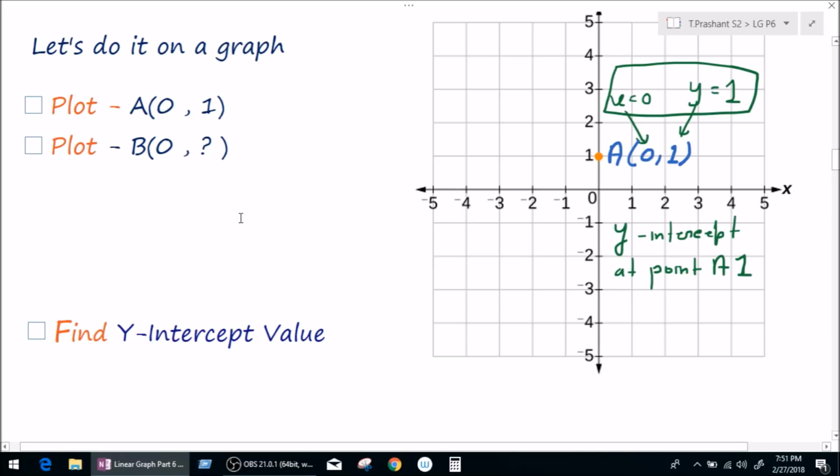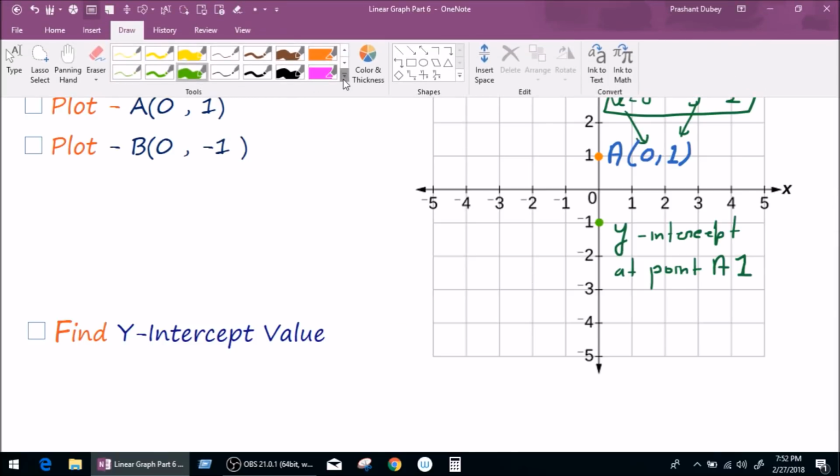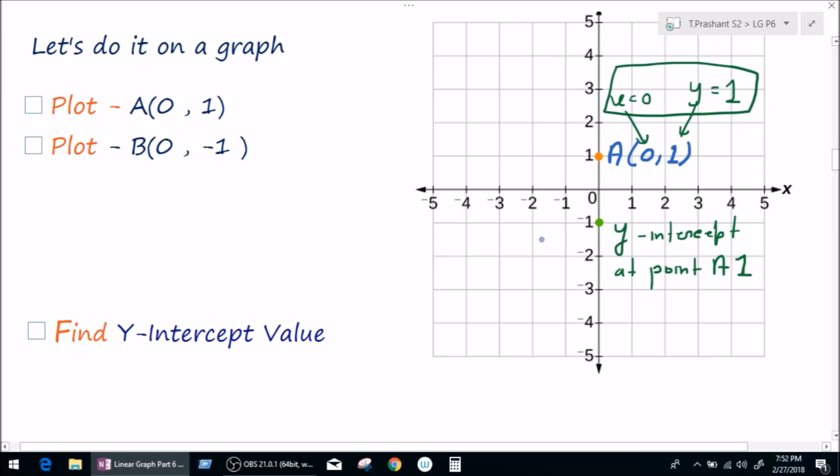We can take any number to find out a value for y-intercept as long as the value of x is equal to 0. So let's take minus 1. So at this point the value of x will be 0 and the value of y will be minus 1. So let's write this point as point B, where x is 0 and y is minus 1. What is the y-intercept of point B? The value of x is 0 and the value of y is minus 1. So the y-intercept of point B is minus 1.